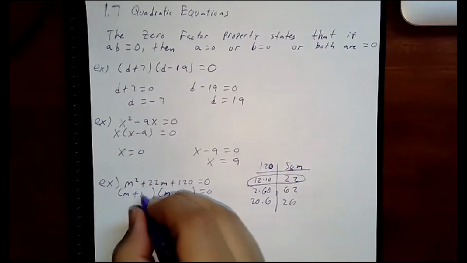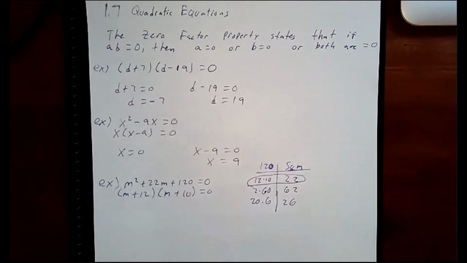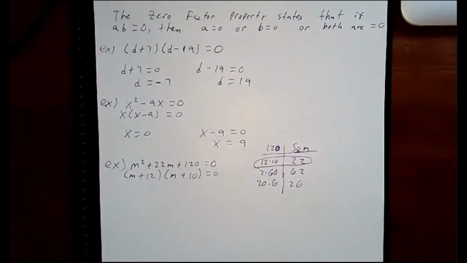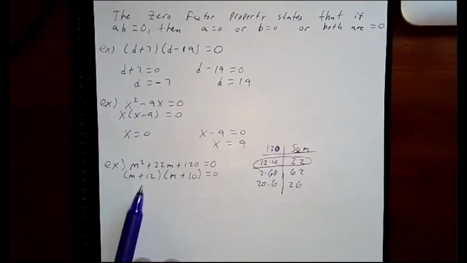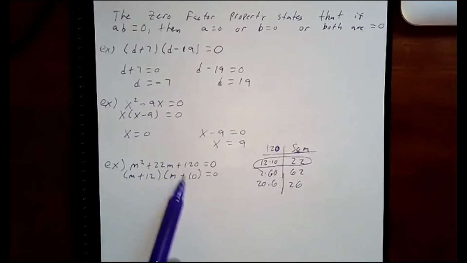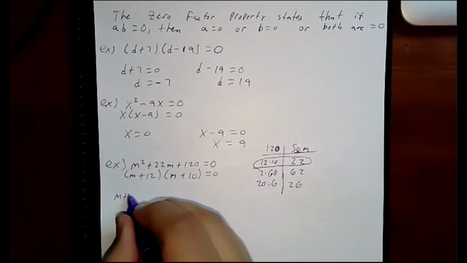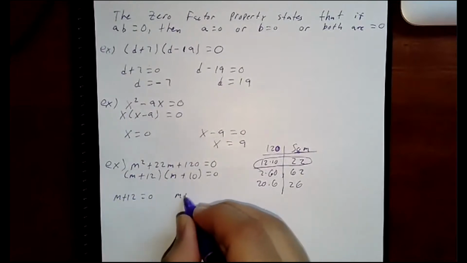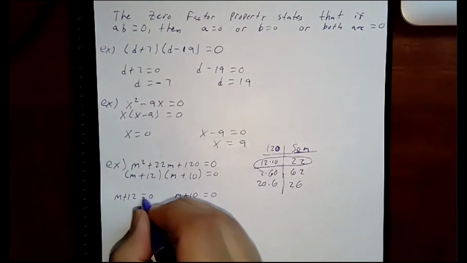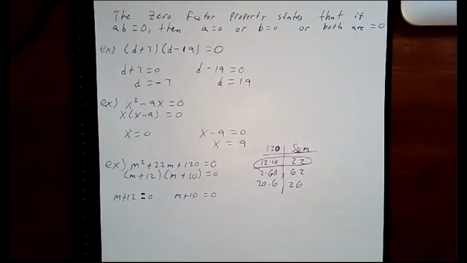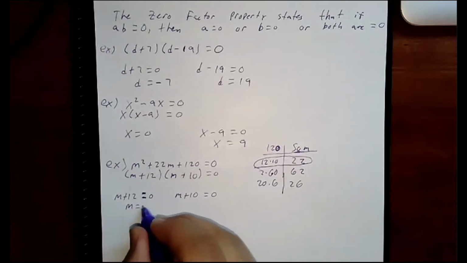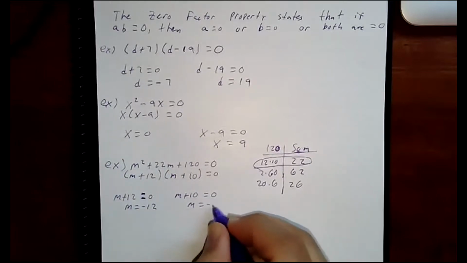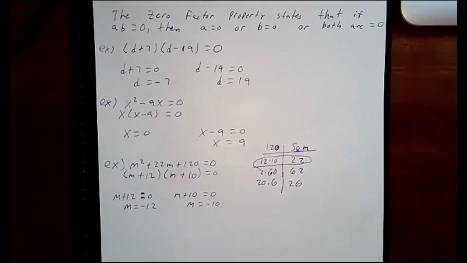It's going to be plus 12 plus 10. So if you're comfortable with factoring, this section shouldn't be too bad. If not, you'll keep practicing the factoring. So now something times something is equal to 0. So set each of these equal to 0. So then this will be -12 and -10.